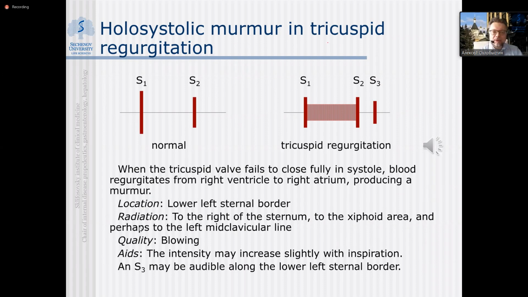It's abnormal after regurgitation, and that's why there may be some kind of turbulence around the murmur. In tricuspid regurgitation, there will be similar changes. The basic difference will be the location. The location will be the base of the xiphoid process, that is, the lower left sternal border. And the intensity of the murmur will be significantly lower than the murmur in mitral regurgitation. Radiation may be to the right of the sternum, sometimes down to the epigastric area, and sometimes left to the left midclavicular line. Quality is blowing. Intensity will increase with inspiration. That's important. And again, the third cardiac sound may be audible over the left sternal border, in the area of auscultation of the tricuspid valve.